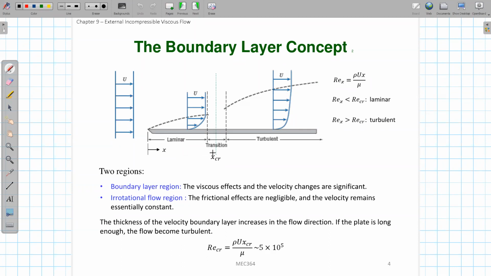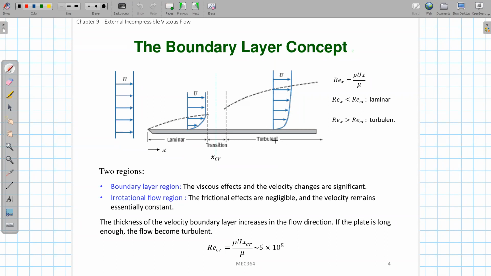On the left-hand side of this critical position, we think it is laminar flow, and on the right-hand side, we think it is turbulent flow. So this is how we determine it. Similar to internal viscous flow, in this class we are only focusing on the laminar part, because turbulent flow is a bit too complicated. It's still an active research topic in academia; scientists have not fully understood turbulence yet.